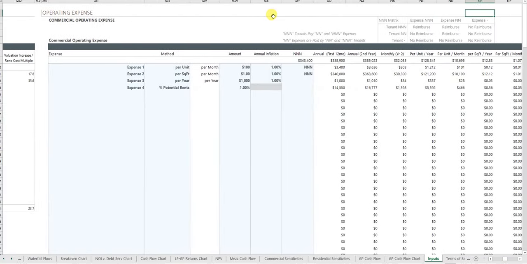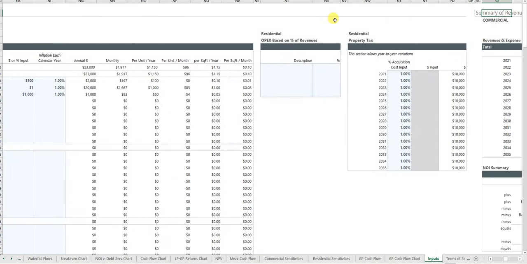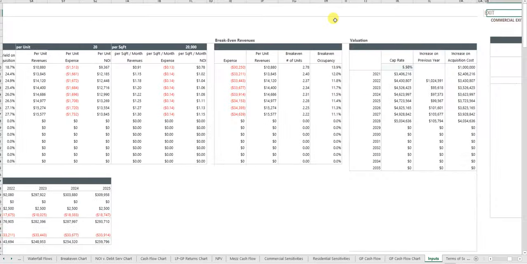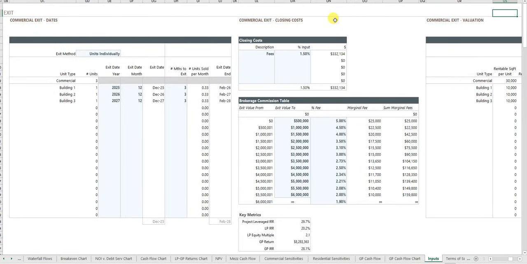Operating expenses here too. The model's smart, and gives you drop-down options for how you want to input the expense: per unit, per square foot, per year, a percent of rents, and some other options. Also, whether the expense is considered covered under triple net or not. And here on the commercial side, you can sell the individual units at different times. You see here I'm selling 1 year after another. You also have closing costs and a brokerage commission table.